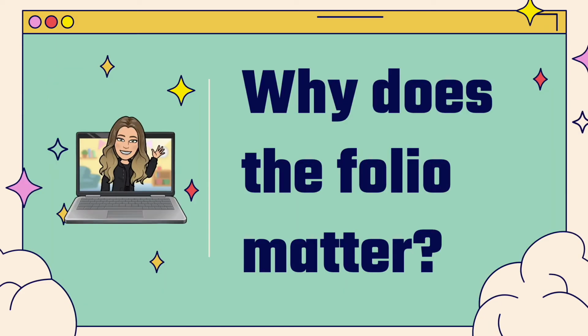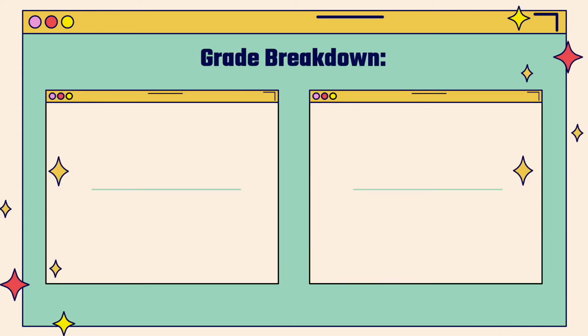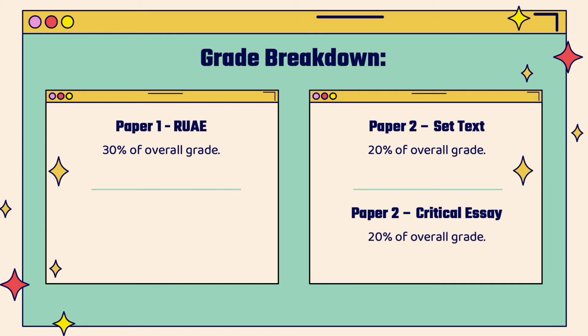So let's ask the question, why does the folio matter so much? Well, let's break it down. The grades in which we have for National 5 and Higher English are broken down as such. For paper 1, which is your RUI paper in the exam, this is 30% of your overall grade. Now the second paper in your exam is split into two, as seen here. You have your set text, which is 20% of your overall grade, and your critical essay, which is 20% of your overall grade. So paper 1 is 30% and paper 2 is a total of 40%, which leaves us with 30% for our folio piece.